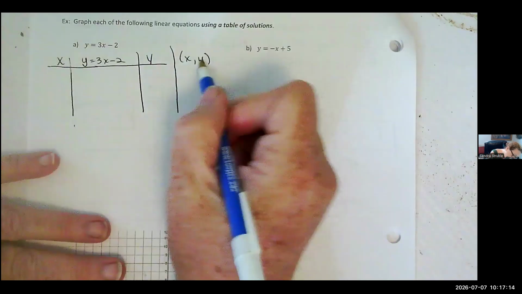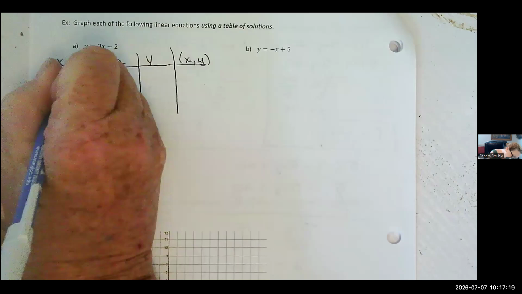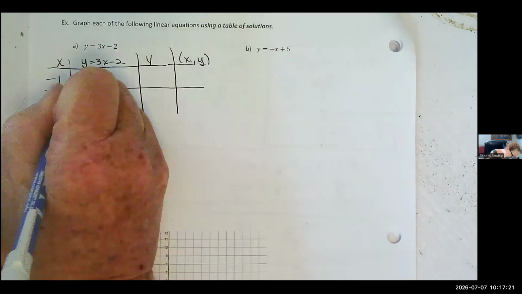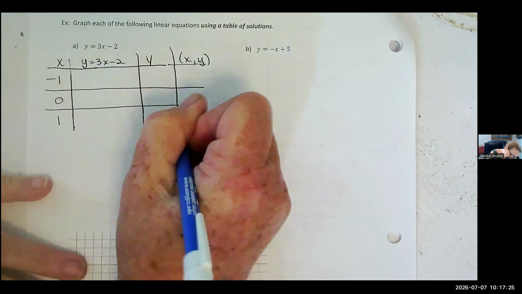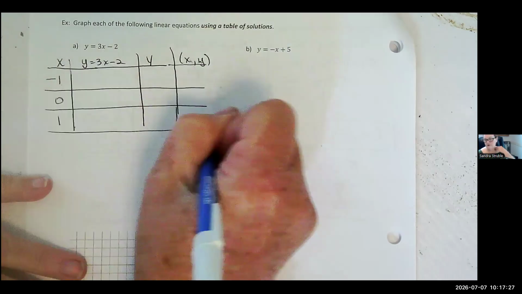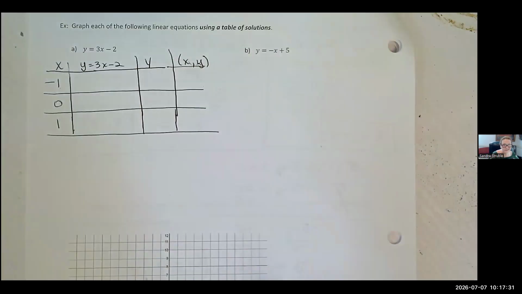And I use -1, I use 0, and I use 1. I just always have. They're the easiest ones to deal with, and they're pretty consistent as far as getting the answers. I've never had an issue. I've been doing this a long time.